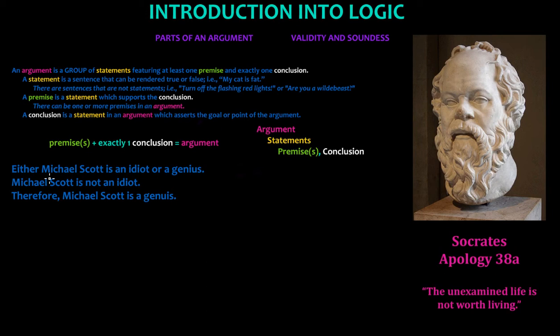Let's look at the first clause. Michael Scott is an idiot. Well, that could be true. Michael Scott could be an idiot, or Michael Scott could not be an idiot. So this part could be rendered true or false.